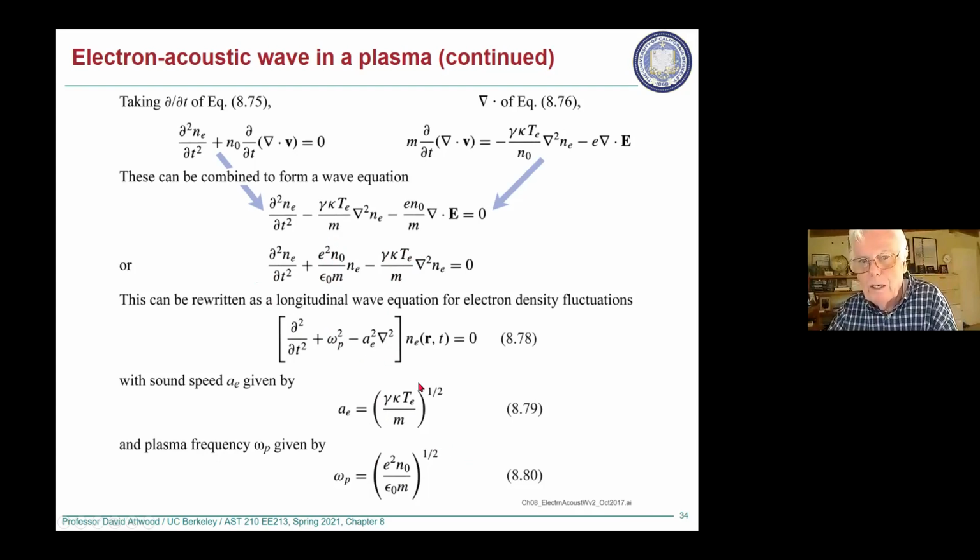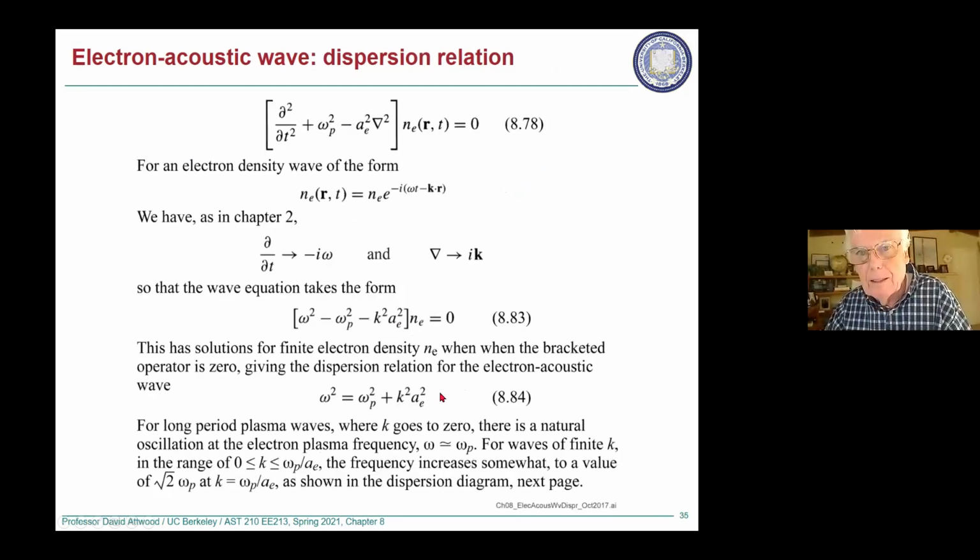And so we have a wave equation, and our usual approach is to say, okay, let's let the electron density be some background value times e to the minus i omega t minus k dot r, and see what kind of dispersion relationship that results in. What does that tell us about the relationship between omega and k? So here's a repeat of that wave equation. Here's the assumed electron density. As we did in chapter 2, the partial with respect to time brings down a minus i omega, and the gradient brings down an ik.